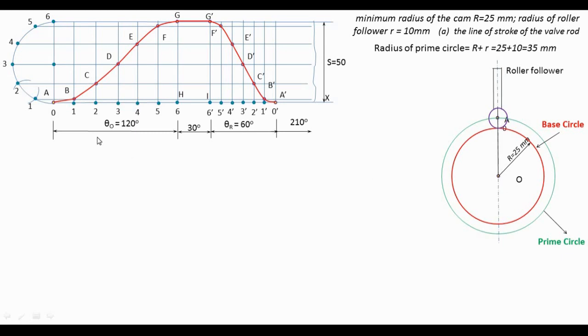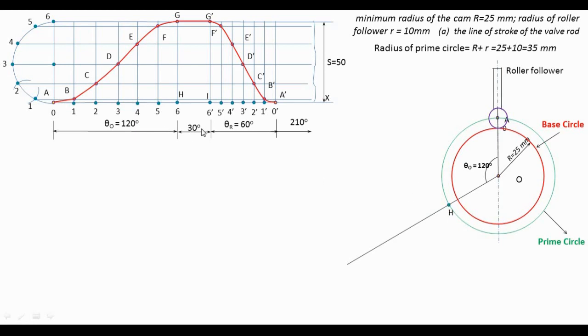So first the outstroke angle is 120 degree, so you need to put the protractor here vertically, and you need to measure the angle in anti-clockwise direction like this. So at an angle of 120 degree let us draw a line. This line intersects with the prime circle somewhere here. So this is the point H.